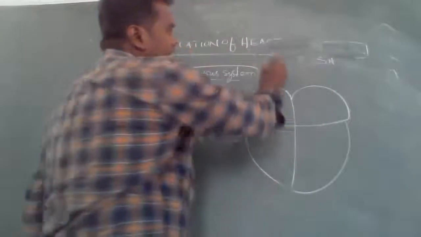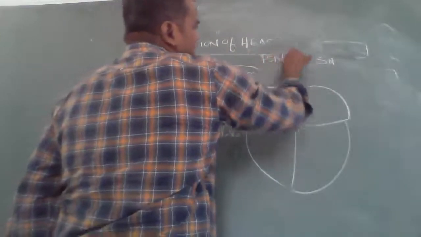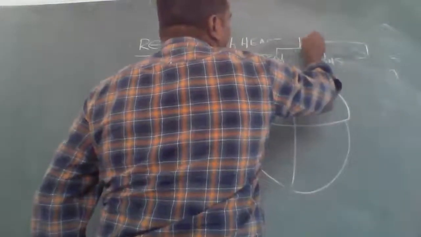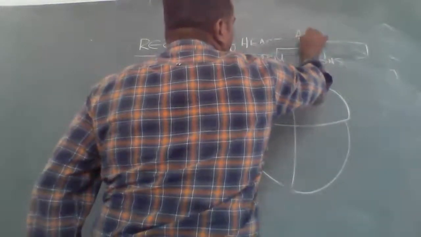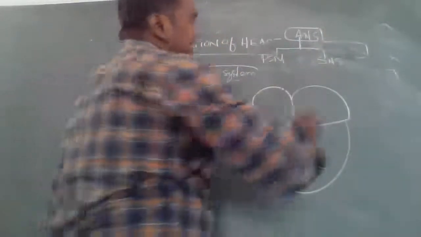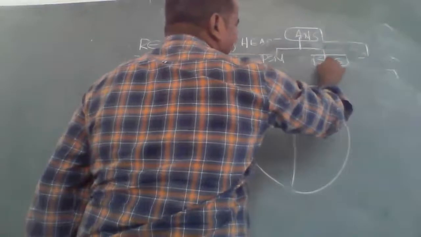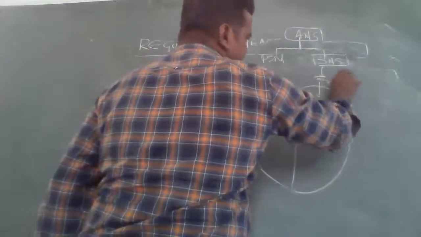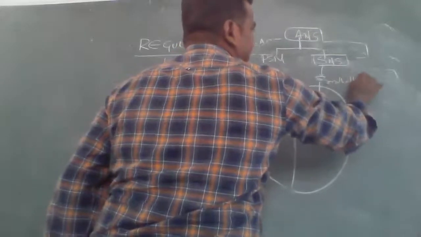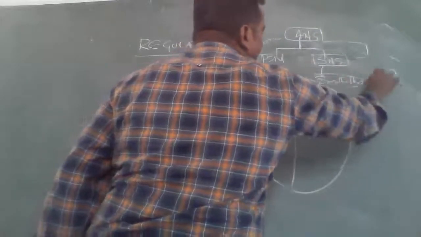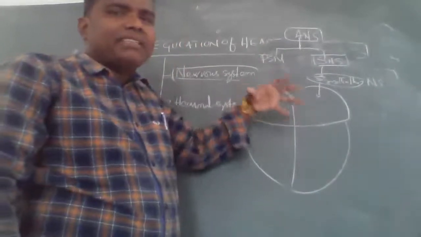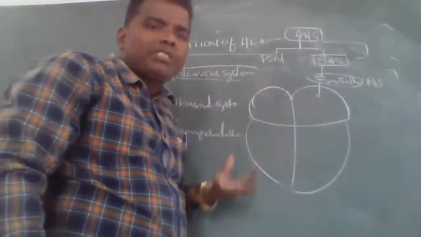Totally, what can you call it? Parasympathetic nervous system, sympathetic nervous system. Both are called the autonomous nervous system. Right? The sympathetic nervous system sends impulses to the heart. That is sympathin. Sympathin is a chemical neurotransmitter, right? So this sympathin increases the heartbeat rate.